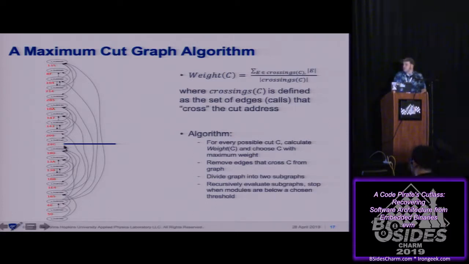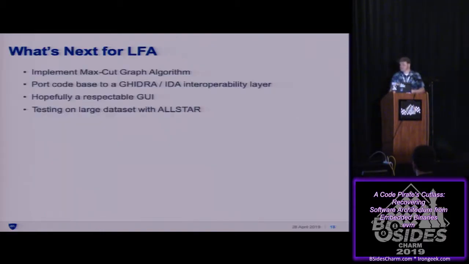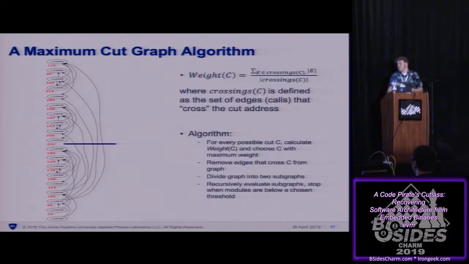And so we basically just calculate that score, take the maximum score, make a cut here, and then we remove these edges and run the algorithm again on this subgraph and this subgraph, and we recurse until we've cut it up to whatever threshold. We basically just have to pick a threshold of size and then say we're not going to cut anymore. That's all I had on that.